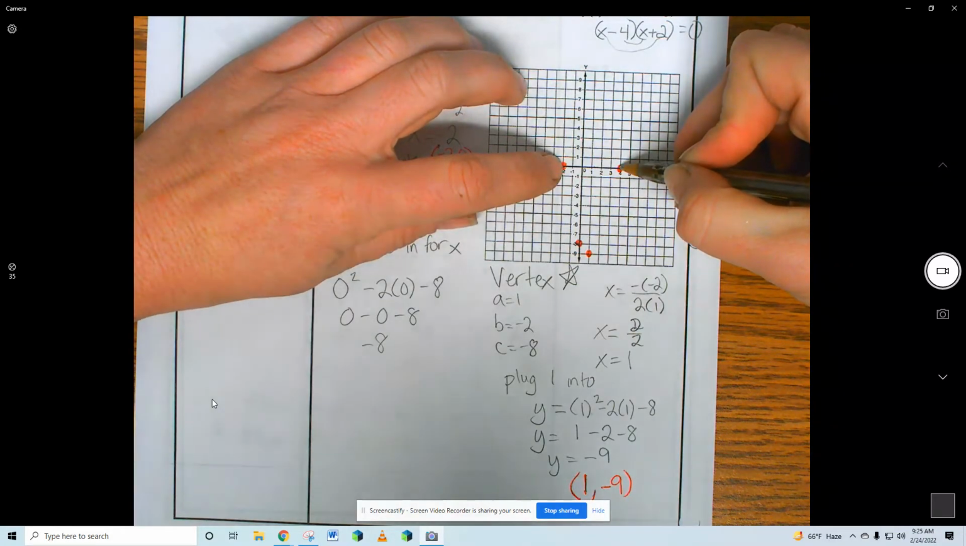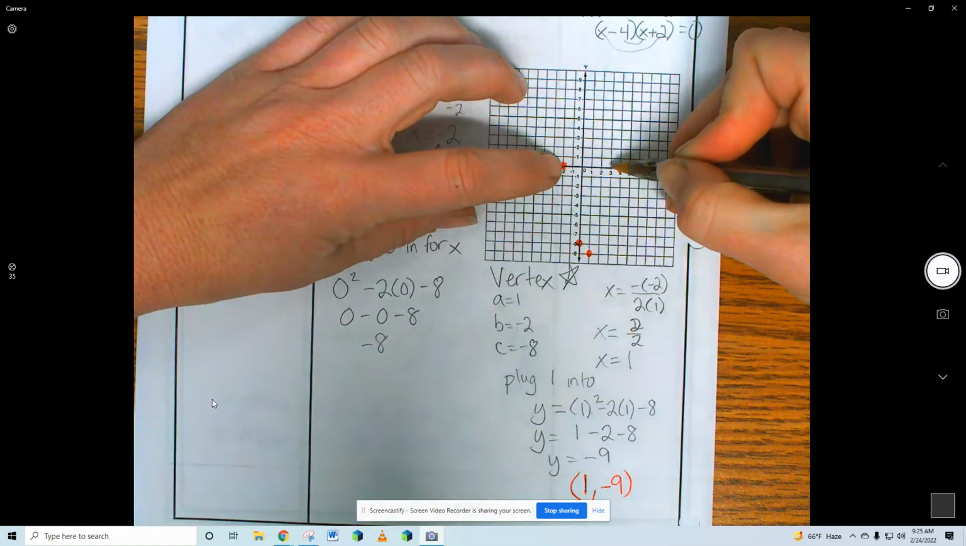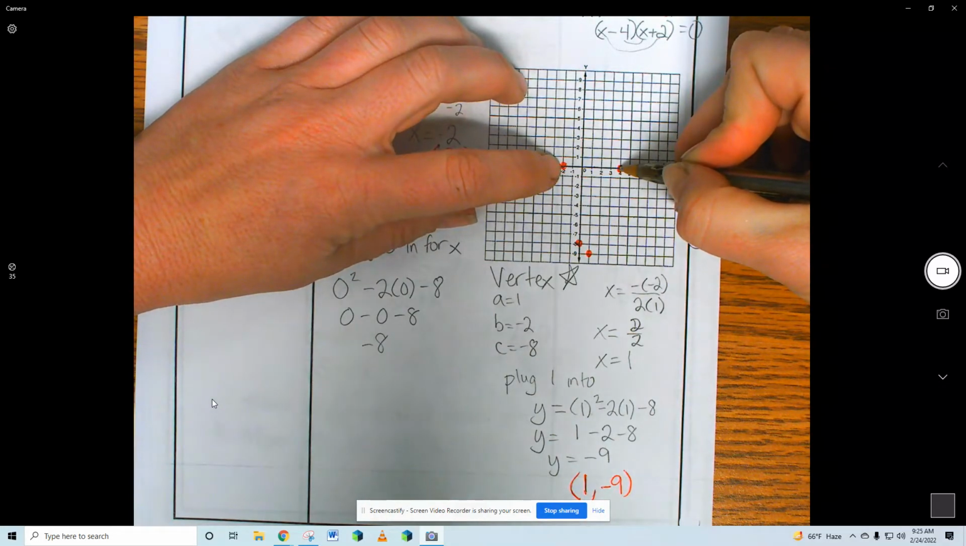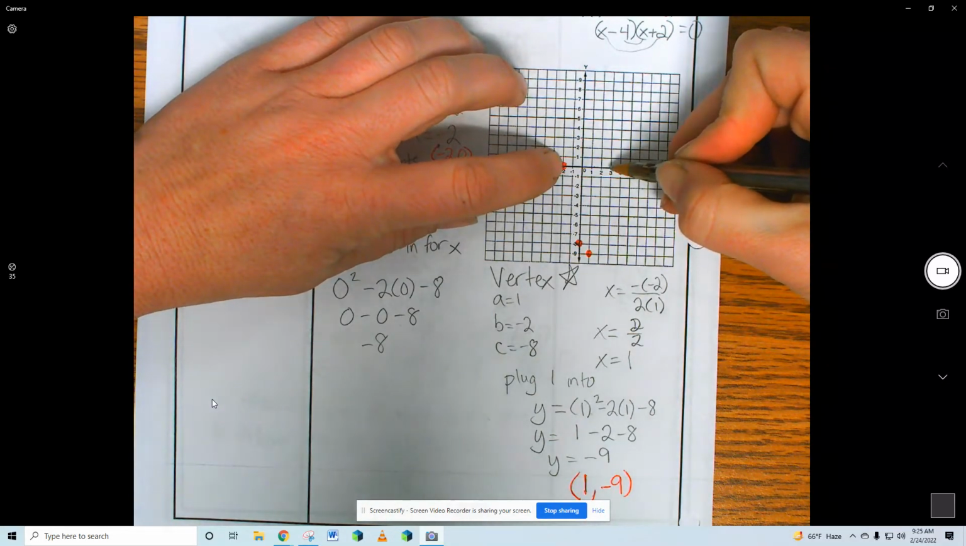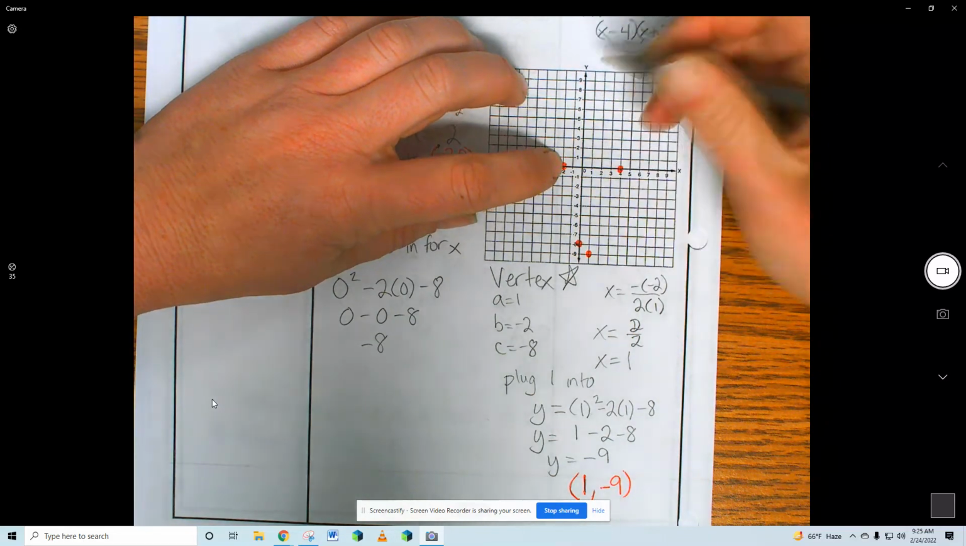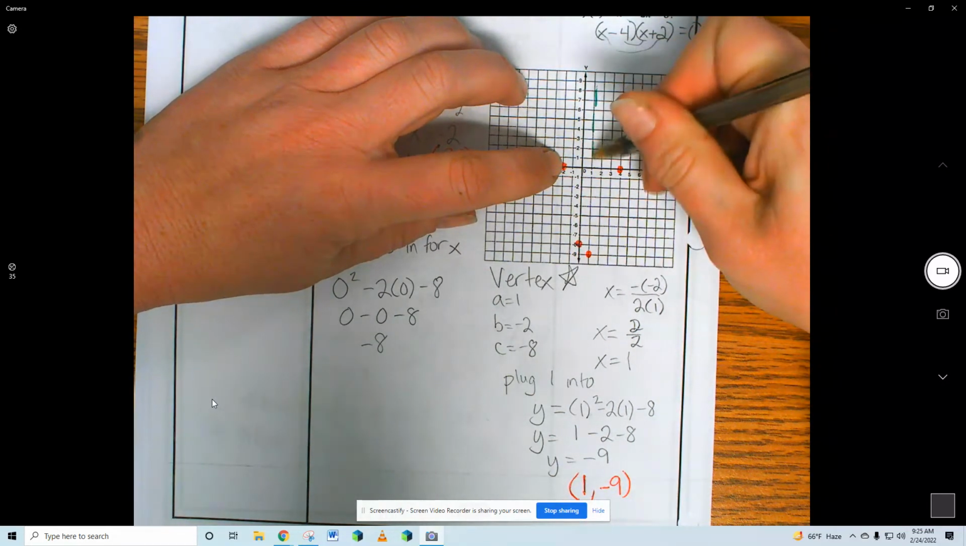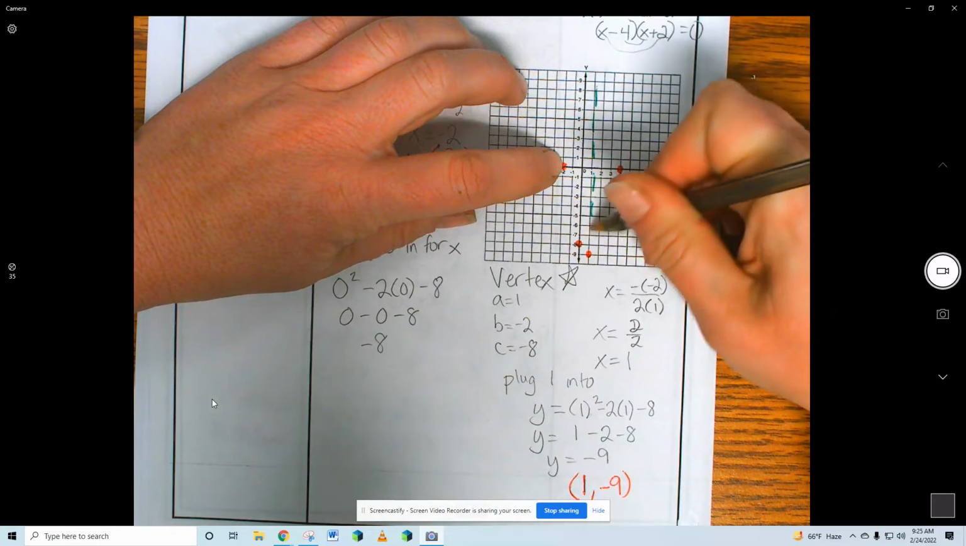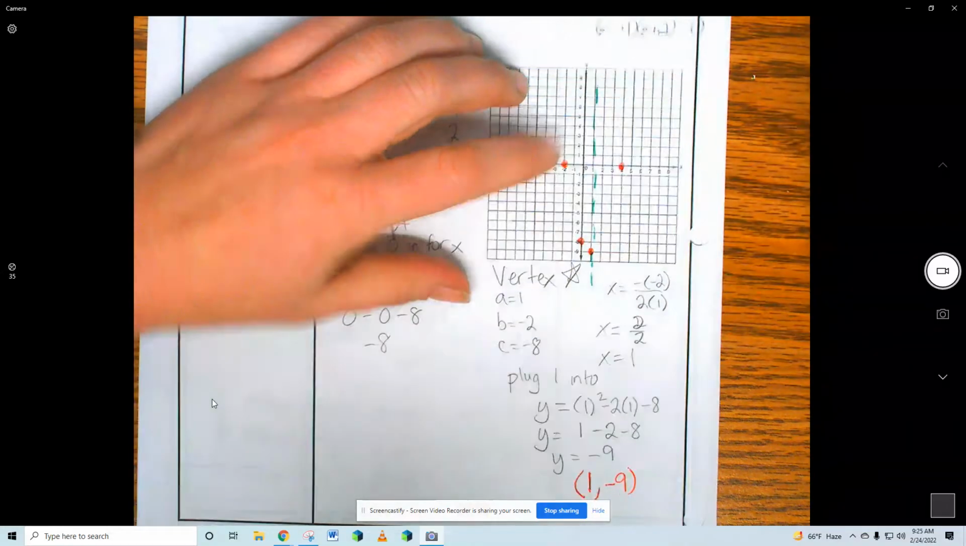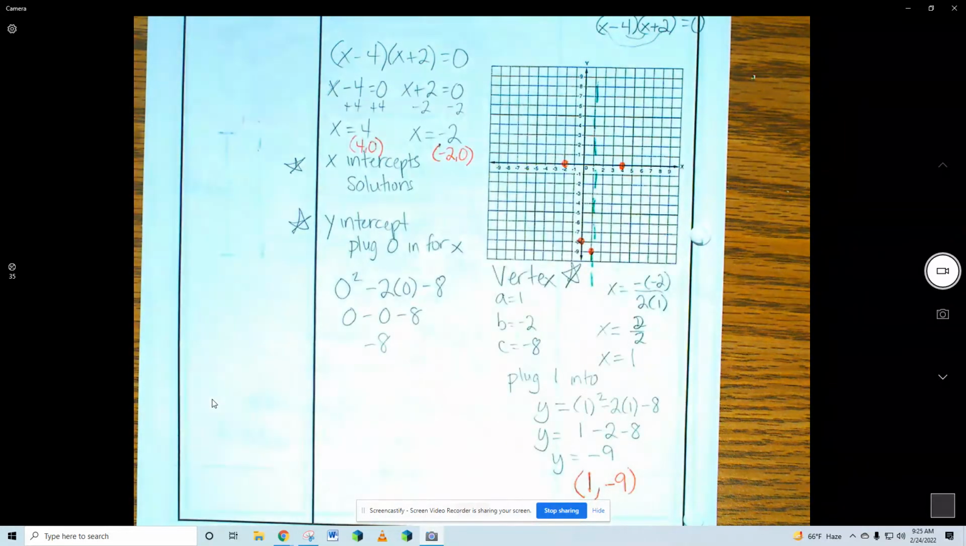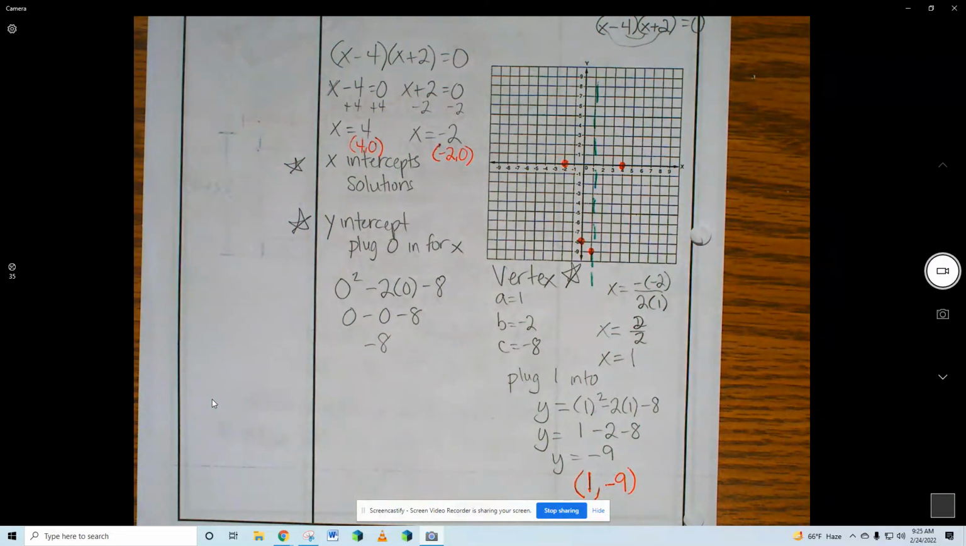In the middle of 6 is 3 spaces. So if I go over, everyone look at the board. If these are 6 away, halfway is 1, 2, 3, is here. This right here is also my axis of symmetry, and it's what my vertex is on. The vertex is in the middle of your parabola. That we know. It's perfectly shaped on the left, and it's perfectly shaped on the right.